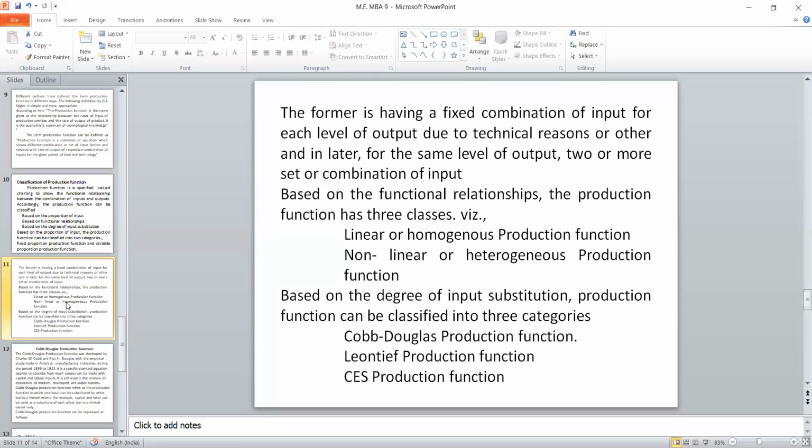Understand one thing, suppose the degree of input substitution is considered, then we have different classifications. One is called the Cobb-Douglas production function. Second one is the Leontief production function. Third one is the CES production function. CES means constant elasticity of substitution production function. Understand one thing, our syllabus mentions only the linear production function, nothing but the Cobb-Douglas production function. We should know only the Cobb-Douglas production function.